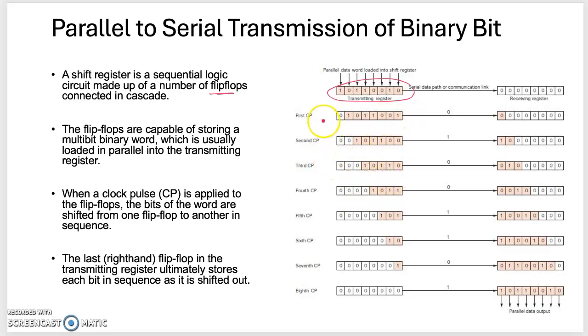When a clock pulse is applied to the flip-flops, the bits of the word are shifted from one flip-flop to another in sequence. Basically, what it is doing is just pushing and pushing and pushing. So here we started from here. The first clock pulse is going to push this entire string to the right. So I am transferring this first one.